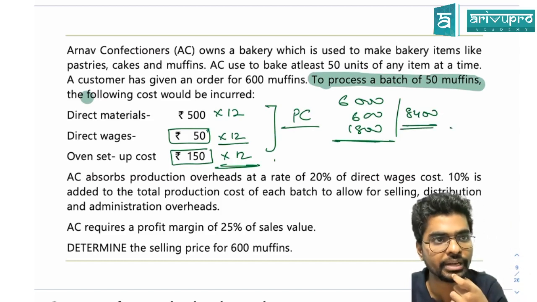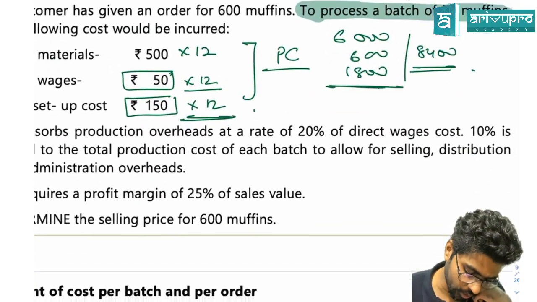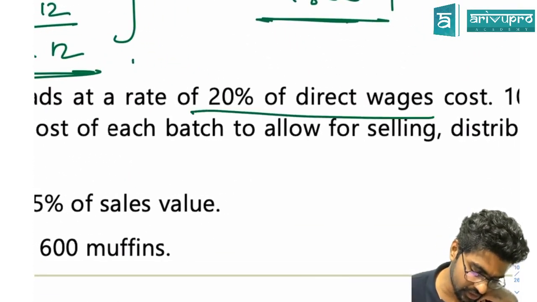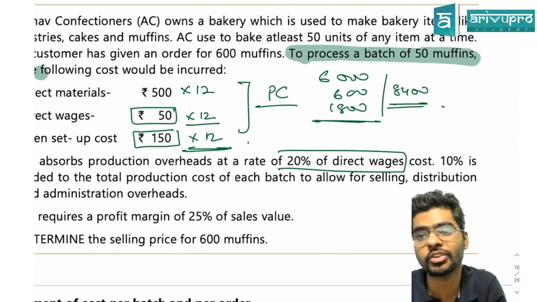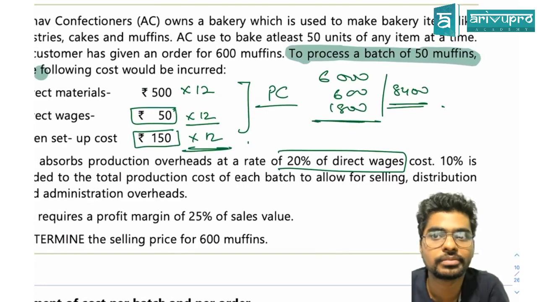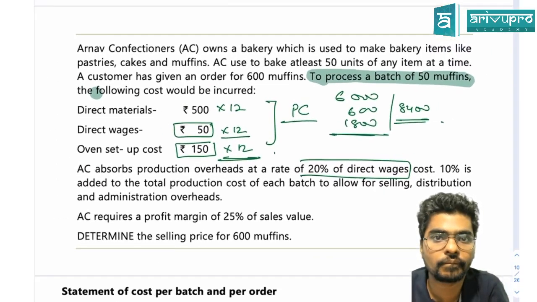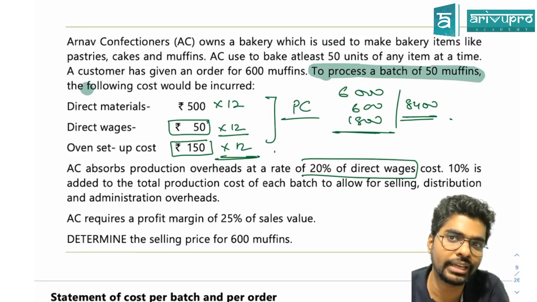$8,400 becomes my prime cost. Done. ABC absorbs overhead at a rate of 20% of direct wages cost. Guys, tell me what is going to be your factory overheads? I have thought this, it's going to be 20% of the direct wages cost. What's going to be your factory overheads?